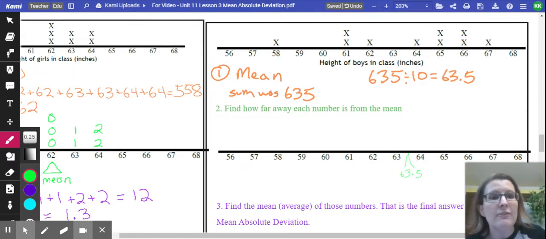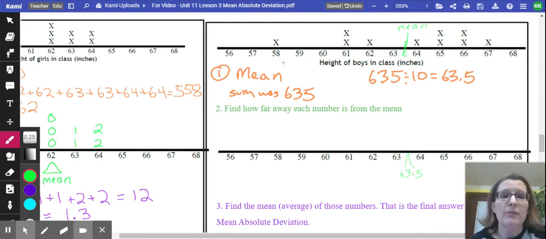And now we have to figure out, if the mean is right here, how far away each of our numbers is from the mean. Some of you have found out that you don't actually need the number line. You could just make a list of these numbers if that was easier. But I think the number line helps us to stay organized. So if you're still confused, you might want to use the number line.